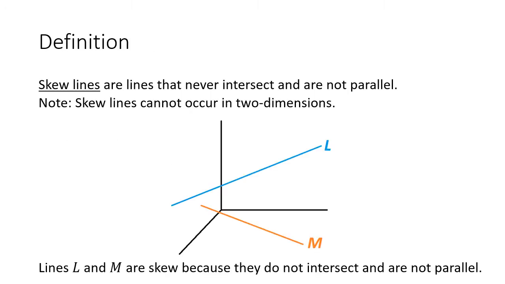Now for some more definitions. Skew lines are lines that never intersect and are not parallel. And I do make a note: skew lines cannot occur in 2 dimensions. Maybe I should specify 2 Euclidean dimensions. But in 3-space, it actually happens fairly frequently. Skew lines are just 2 lines in space that never intersect. And you could hold 2 pencils up in front of your face and easily make sure that they never intersect and they're not parallel. And those are your skew lines.